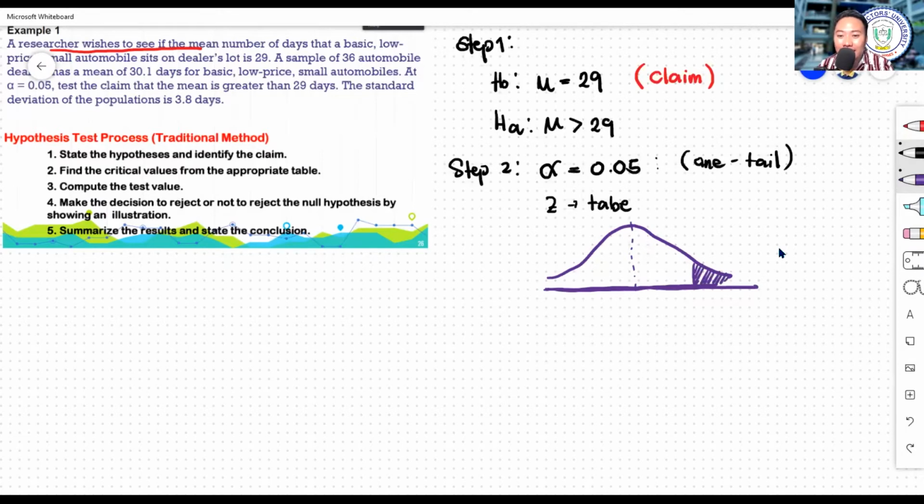Technically, guys, alpha is the area of the curve that you consider. This portion here is the area of 0.05. You just need to find what the z-score or z-value is for that area of 0.05. How to know? Since we have the area, we look for the z-score.